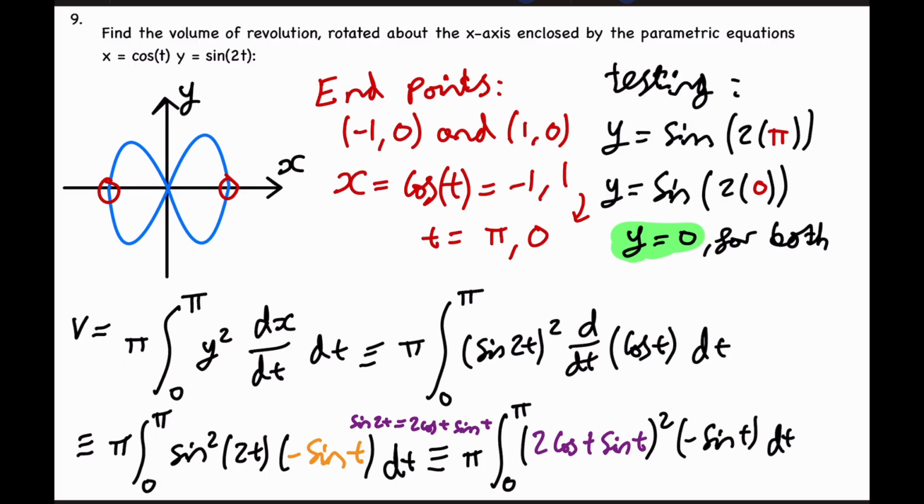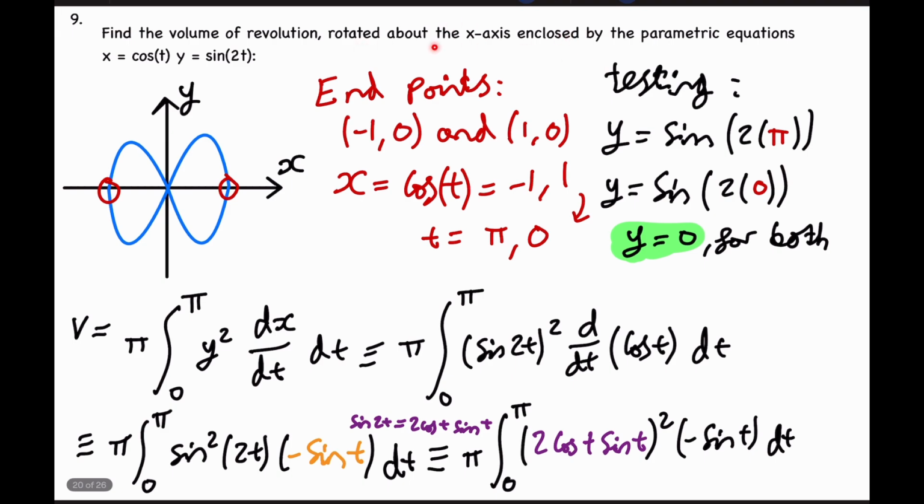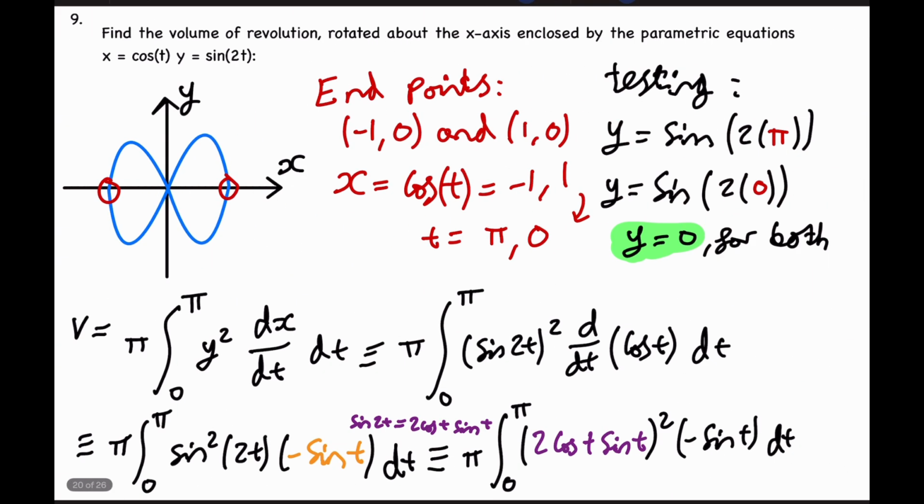So now we know that our t is between 0 and pi. We can just use one of the formulas from before because we know it's rotated about the x-axis. We use this formula here, y squared times dx dt, and then integrate in terms of dt. We can substitute our limits, which is pi and 0, which is our ta and tb, and our y squared dx, the same as the formula we said before, and remember to multiply it by pi on the outside.